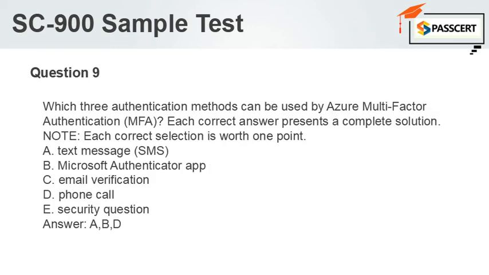Question 9. Which three authentication methods can be used by Azure Multi-Factor Authentication, MFA? Each correct answer presents a complete solution. Note: each correct selection is worth 1 point. A. Text message, SMS. B. Microsoft Authenticator app. C. Email verification. D. Phone call. E. Security question. Answer: A, B, D.